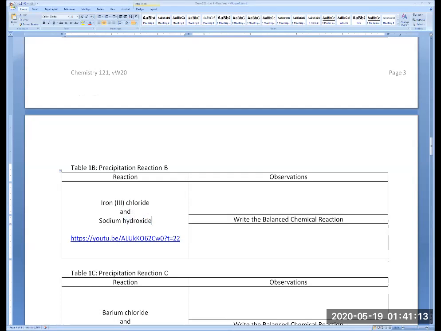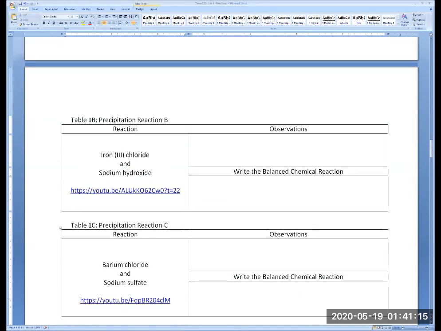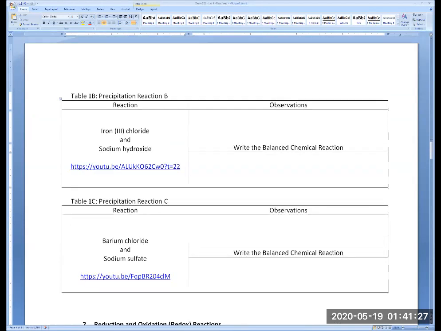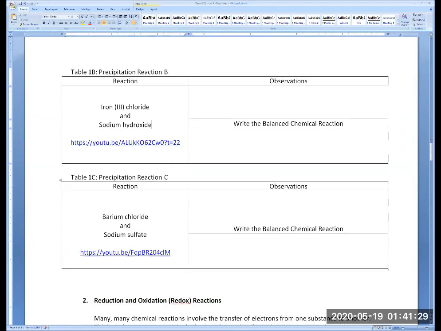Then find your product by doing the exchange of ions, right? Remember, ions are exchanged, but they do not change charge. The charge stays the same. So it's just an exchange. And try to find the formulas of the compounds such that they are neutral formulas.